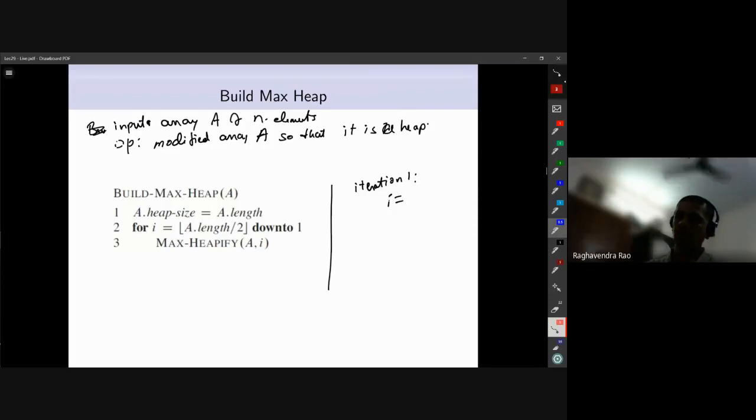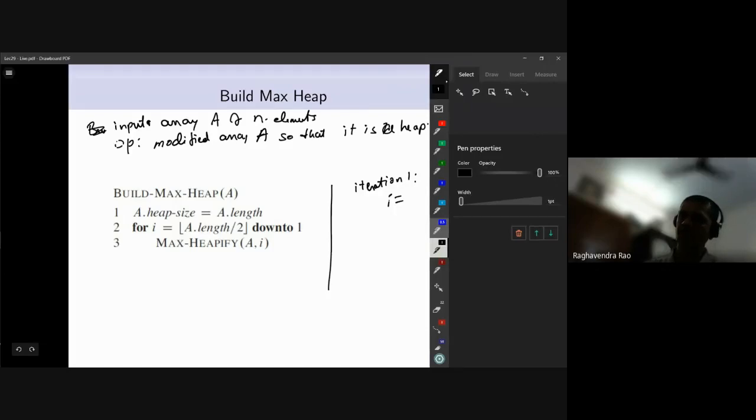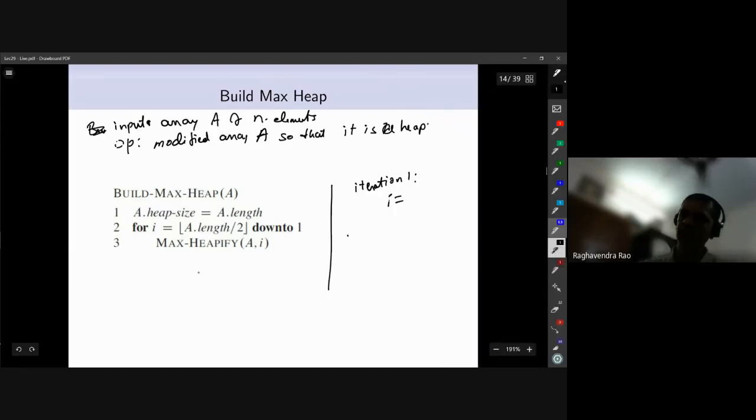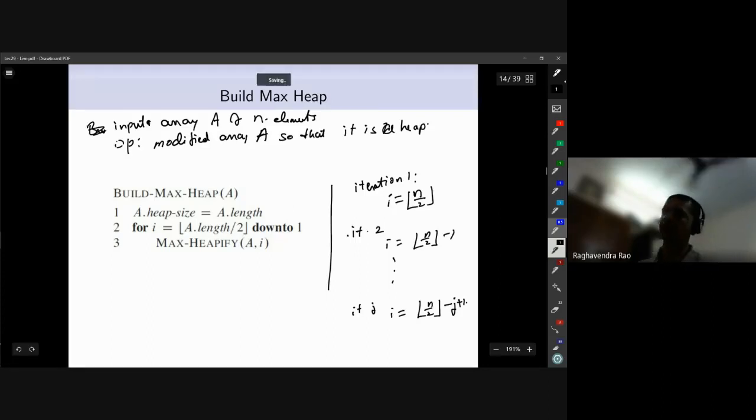So just to demonstrate, what is the first value of I for iteration 1? Let's say array length is n, so it is n by 2 floor. Next iteration 2, I is n by 2 floor minus 1, and so on. So for iteration j, I is n by 2 minus j plus 1. That is it.